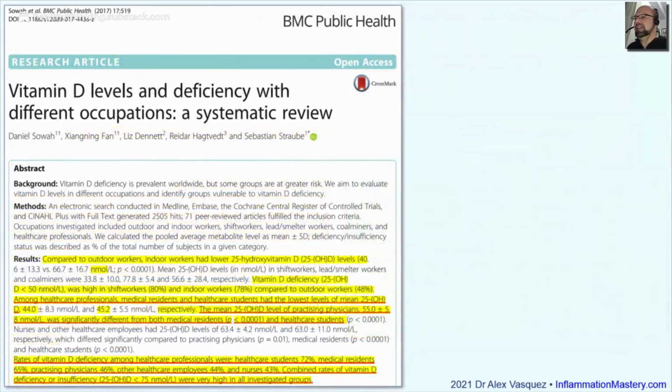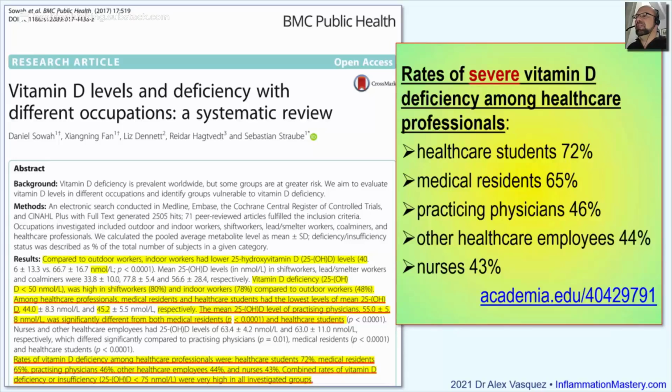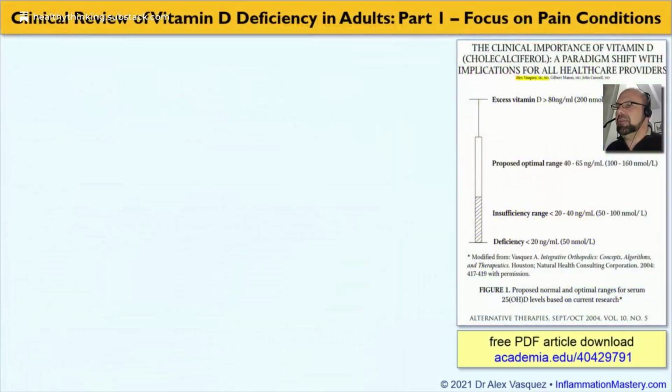Let's look at another study that had the same conclusion. Vitamin D levels and deficiency with different occupations. This was published in BMC Public Health in 2017. They found here rates of severe vitamin D deficiency among healthcare professionals, medical students 72%, medical residents 65%, practicing physicians 46%, other healthcare employees 44%, and nurses 43%. So again, this is a worldwide, population-wide problem in the general public, among patients, and among healthcare providers, especially those who work long hours in hospitals.